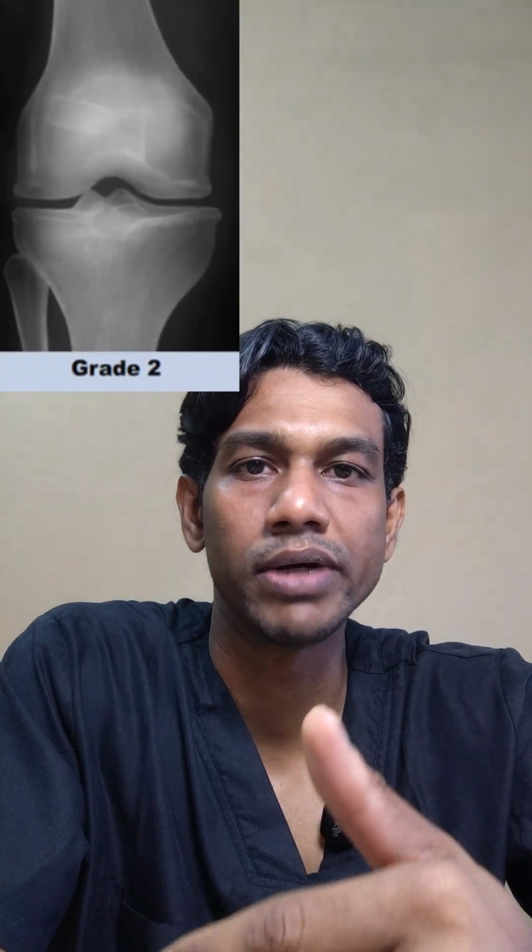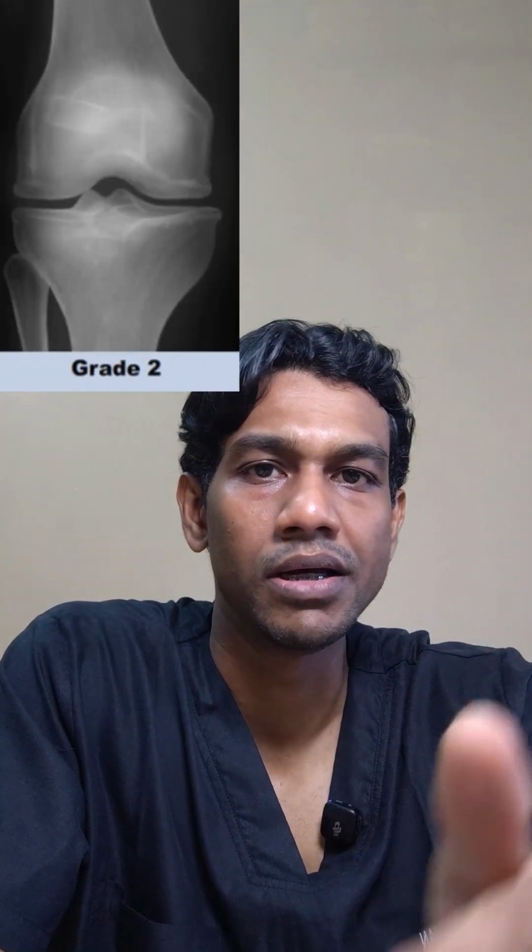In grade 2, there is a definitive reduction in the joint space. This is the time where you might notice certain limitations in your activity. Probably you play sports and you need to take a break for a longer period of time to recover. This is the stage where you still need to do physiotherapy, you still need to depend on your medication, and maybe when all this is not really controlled well, an injection would help.